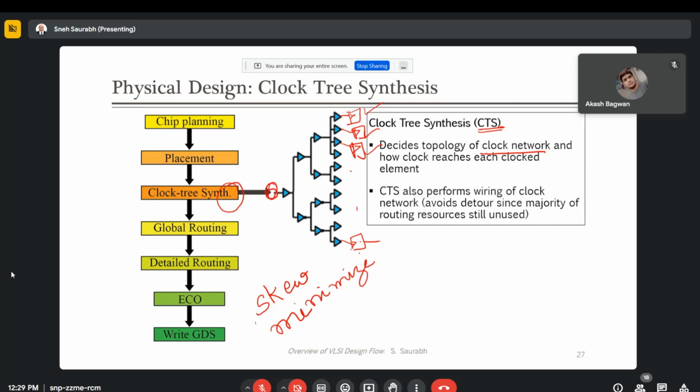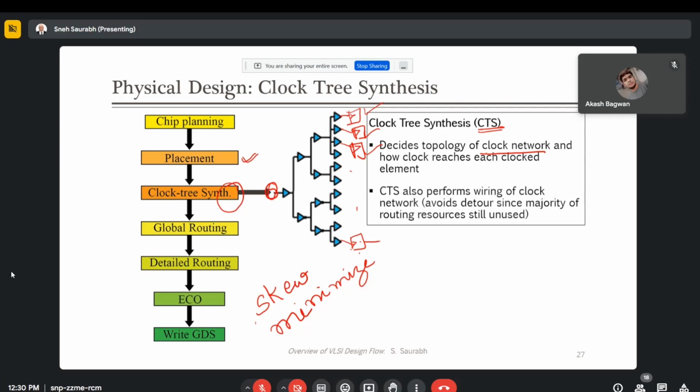For wiring of the clock network, since we are doing the clock tree synthesis after placement, till now the other signals in our designs are not routed, right? So all the routing resources are available. The CTS step will be done first, when all the routing resources are available. Why do we do this?